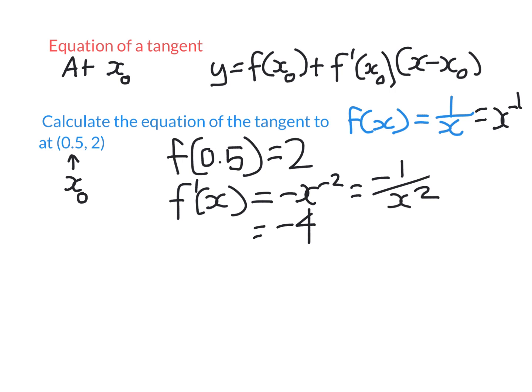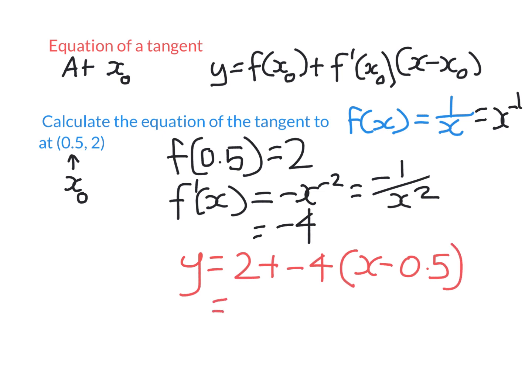So the equation of the tangent is going to be y equals f of x0 plus derivative at that point multiplied by x minus x0, which was 0.5. So just making this a little simpler, negative 4 times x, negative 4 times negative 0.5, we end up getting y equals 4 minus 4x, the equation of the tangent to this curve at that point.